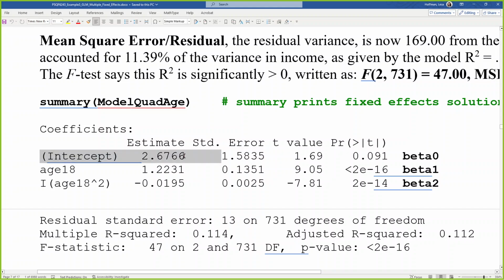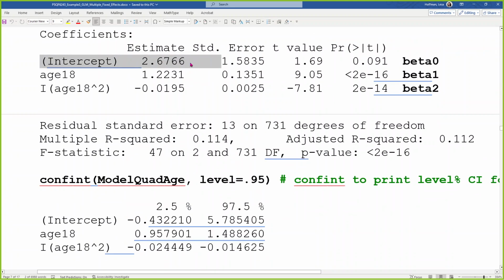So the intercept then, that's my expected income level for what kind of person again? 18. An 18-year-old, because that's where X means 0. My linear slope is 1.22. Is it significant? Yeah, scientific notation. So P is 0 to 16 decimal places. Decidedly significant. Yep.